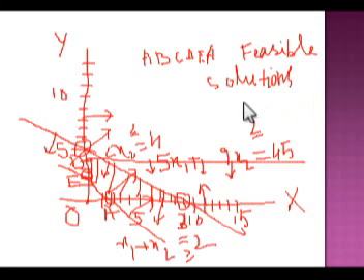So we have to find out the optimal solution for the objective function. I have told you that one way is to put the corner points in the objective function and find the minimized value of the objective function. So this is one way.